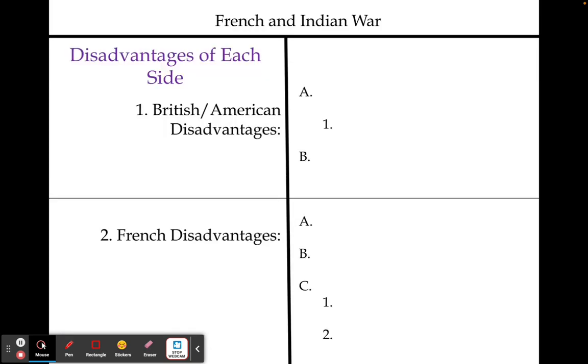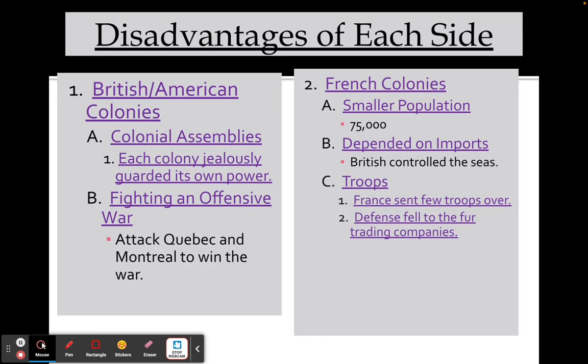Okay. However, just like there were advantages, things that are good, there were also going to be things that weren't good, disadvantages. So we're going to have several of those as well. So the disadvantages for the British: the colonial assemblies, each colony jealously guarded its own power. The colonies kind of want to act independently, even though they're ruled by the British. And they're also fighting an offensive war, which means they have to do the attacking.